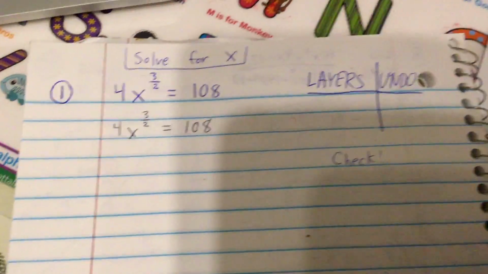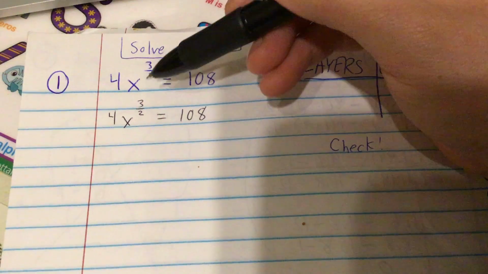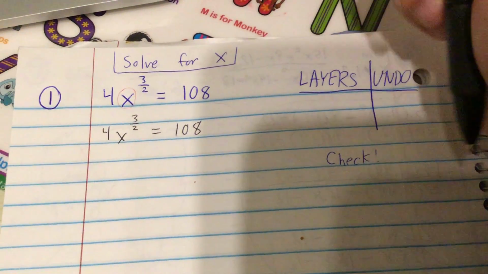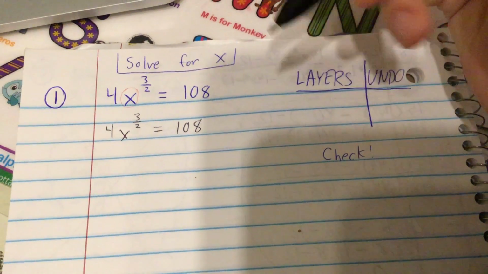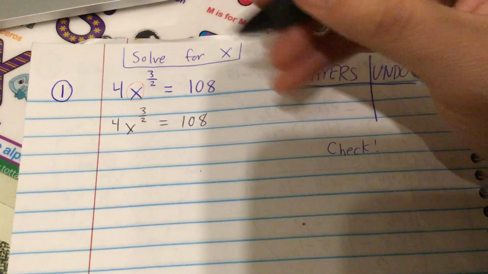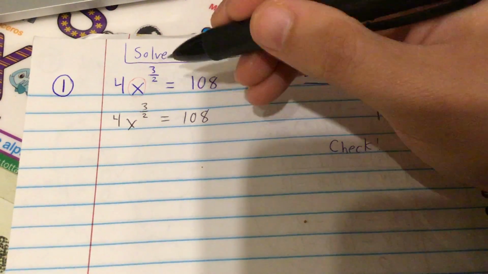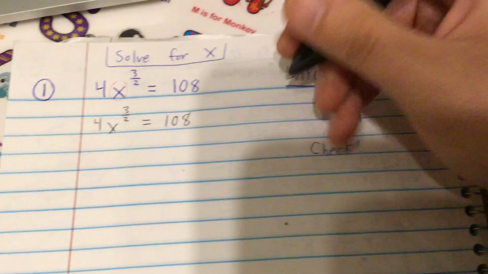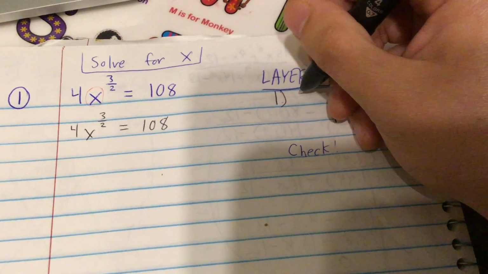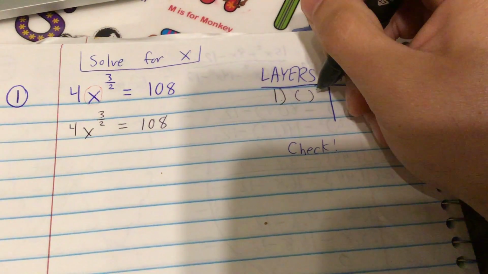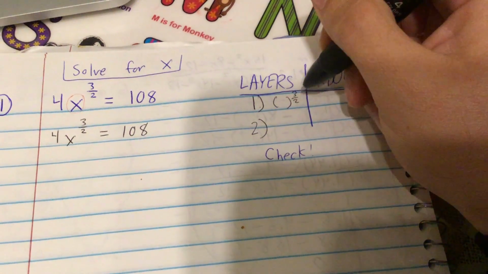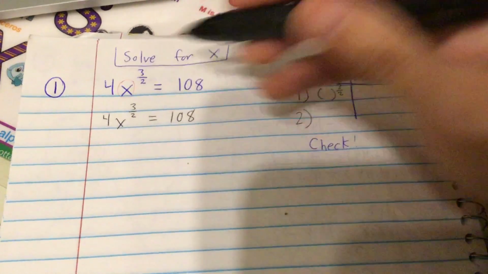Okay, so for example, if I've got 4 times x to the 3/2 power, I'm going to target that x, and that whole thing is equal to 108. Let's look at the layers of x. In this example, remember we're following the rules of PEMDAS. The first thing being done to x is it's being taken to the 3 halves power. Then it's being multiplied by 4.